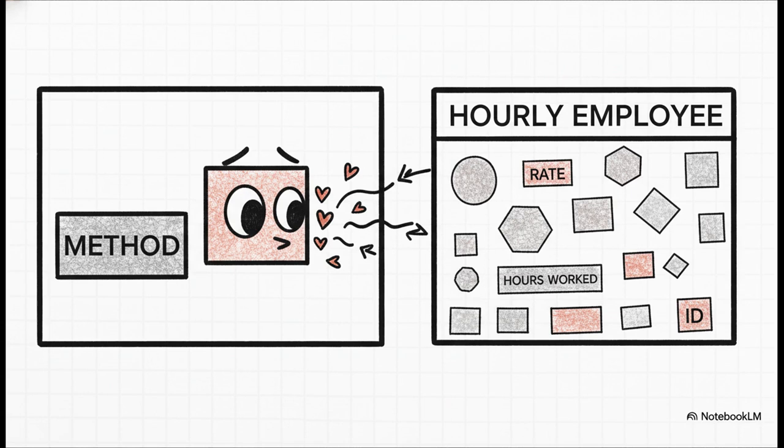And this is a textbook case of the symptoms. The method is in the HourlyPayCalculator, but it is obsessed with the HourlyEmployee. Look at it. It's calling getTenRate, getTensWorked. It's grabbing all this data that really belongs to the employee. It's like it's more interested in the employee's business than its own.